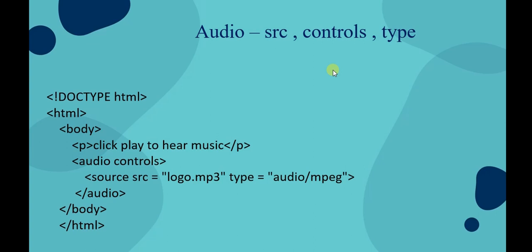Like image, audio also has the same procedure. You have the audio opening tag and the audio closing tag. These control words help you to stop, play, and pause your audio. Then the source tag represents which audio you want to specify in your web page. The src attribute specifies your audio. Then type, which is the type of audio you are giving.